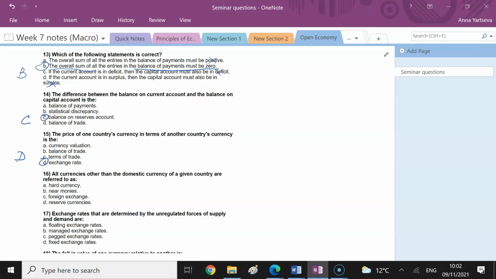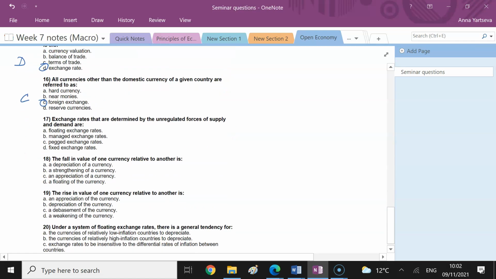We call our currency the domestic currency, and obviously all others are foreign currencies. Next, all currencies other than domestic currency are referred to as foreign exchange. This is what I've just called foreign currency. Not hard currencies, not near money. Near money, we sometimes use this term in macroeconomics, but it's beyond your syllabus. These are other forms of money apart from, for example, cash and current account balances. There are some other liquid forms of financial assets which you can use. This is what we call near money, but we don't cover this in this module. And this has nothing to do with foreign currencies.